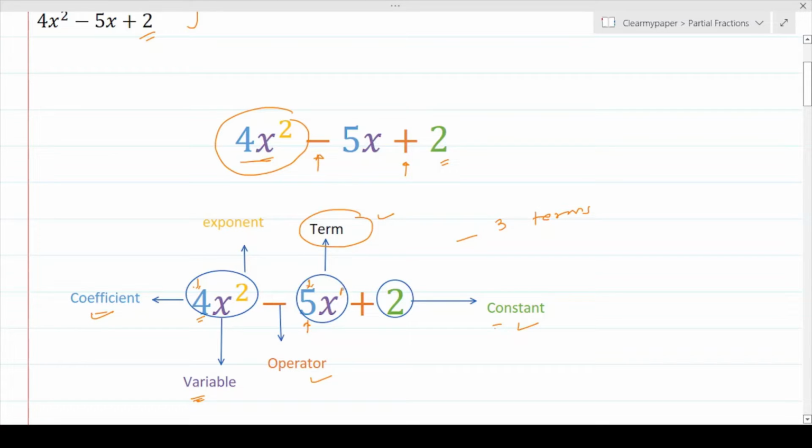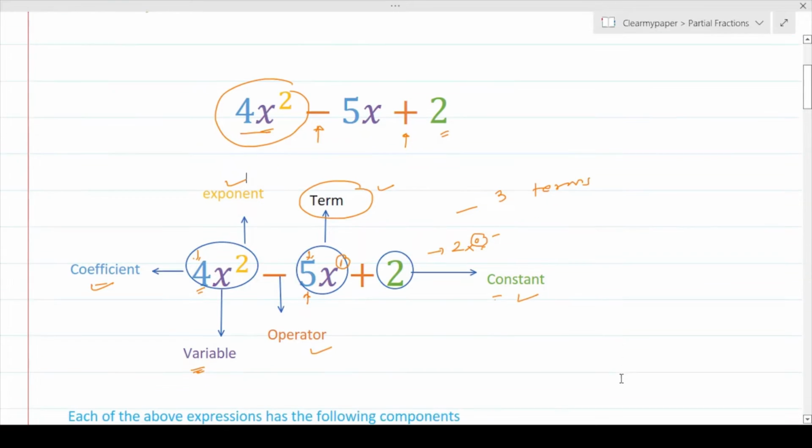Again, this is an exponent. In this case, 2 can also be written as 2 into x raised to 0. And again, this 0 is an exponent. So whatever is in the power position of the variable, that's called an exponent. So we have covered that also. We have covered coefficient, variable, exponent, operator, term, and constant in this case.